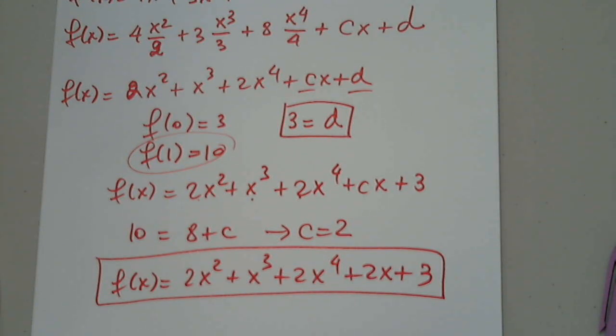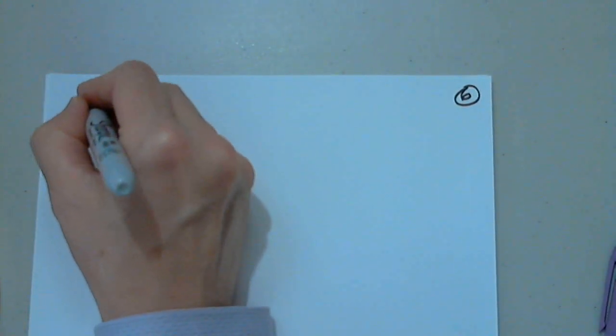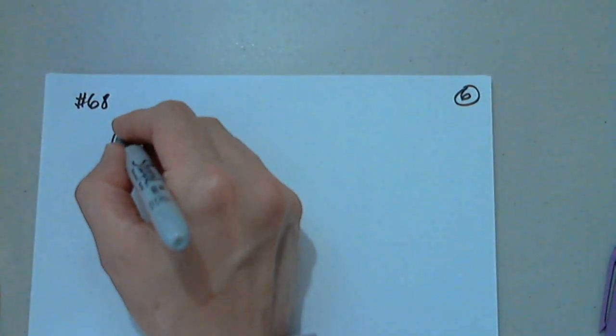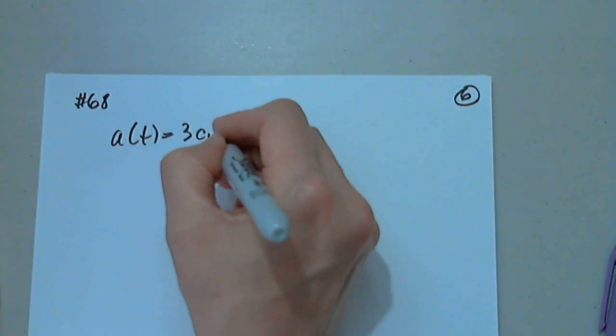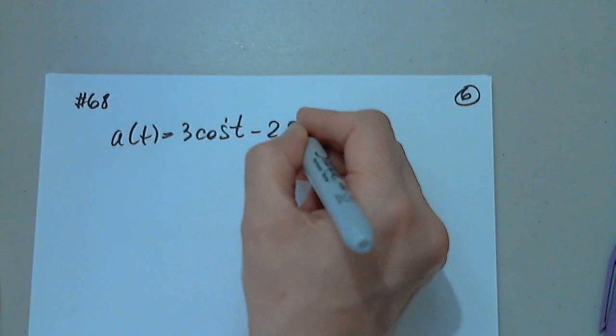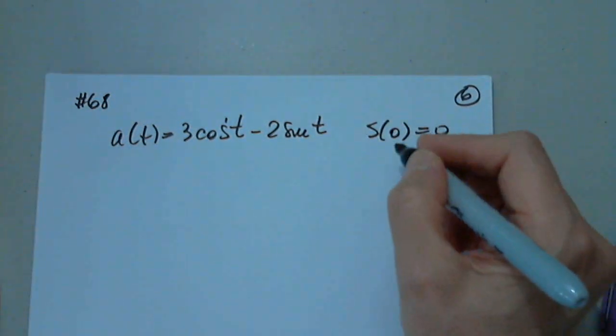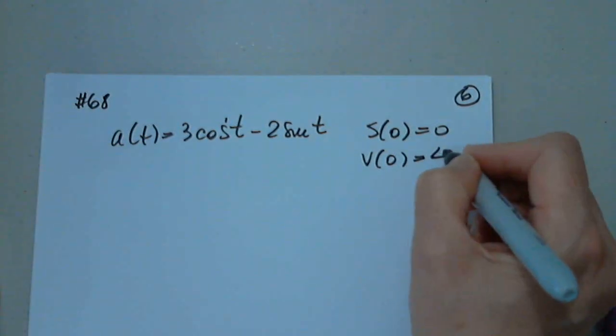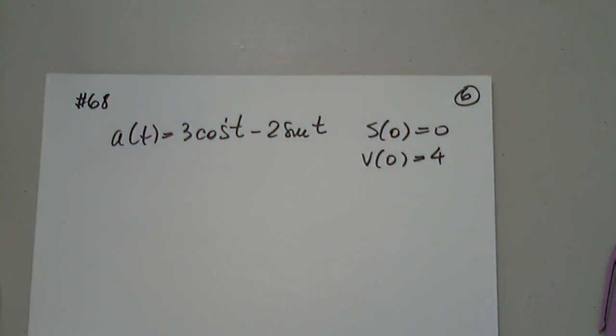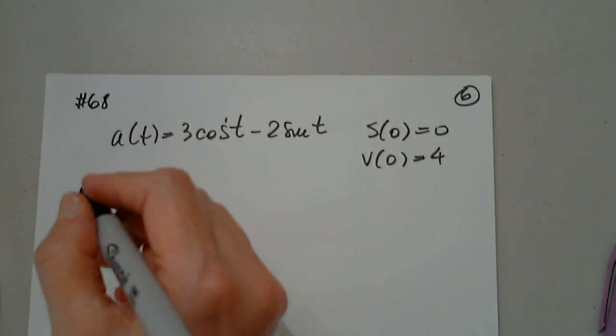Number 68? Yeah. Perfect. 68. Let me move on to page 6. And 68. And we have a of t equals 3 cosine t minus 2 sine t. They're giving us that s of 0 is 0 and v of 0 is 4. Awesome. Perfect pick. So they're asking us to find s of t.